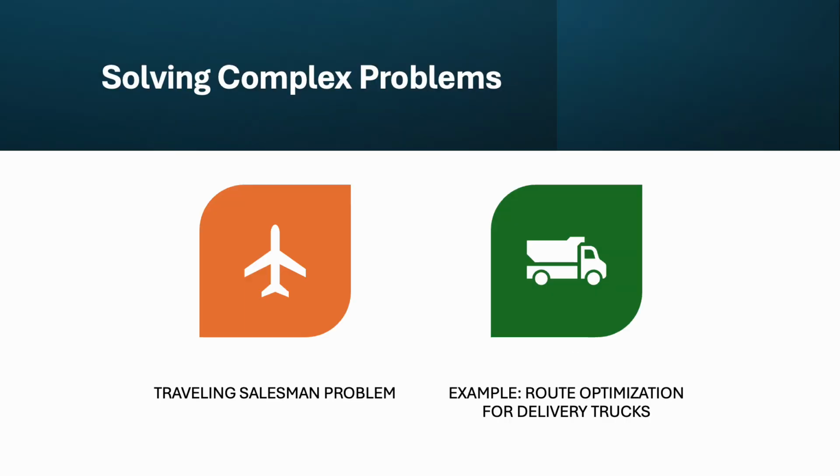Solving complex problems, traveling salesman problem. I would suggest you read into what the traveling salesman problem is and how to establish an idea of using standard computer science or standard computing to solve that. Route optimization for delivery trucks is another area where solving complex problems kicks in, in terms of utilizing quantum computing.